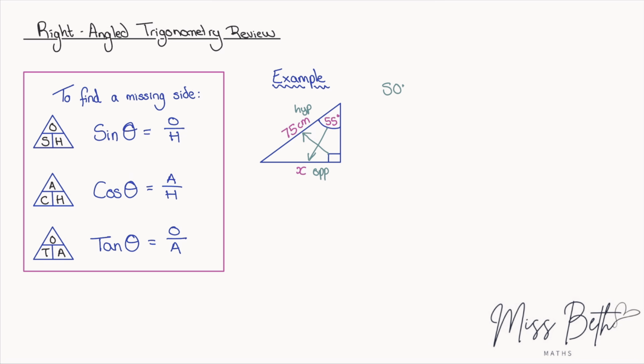So then I'm going to write out my SOHCAHTOA and I'm going to tick off the sides that we have. So we've got the opposite and we've got the hypotenuse. So here we're going to use sine. So let me just write out the ratio. Sine theta is equal to the opposite over the hypotenuse. And then I'm going to substitute in what I know. So sine of 55 is equal to the opposite, which here is labeled as x, divided by 75.